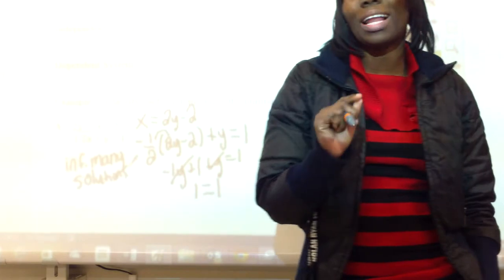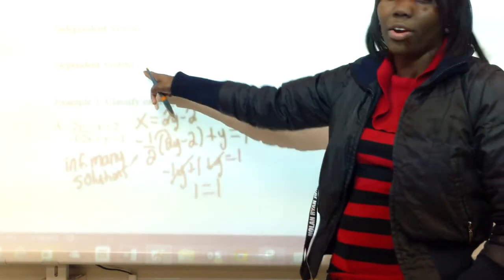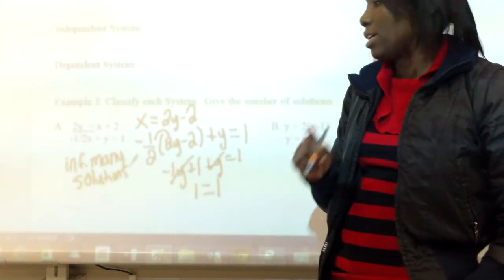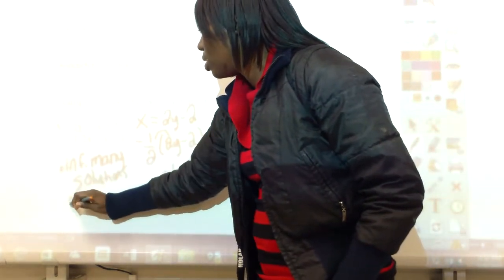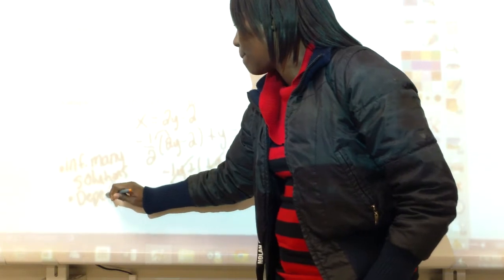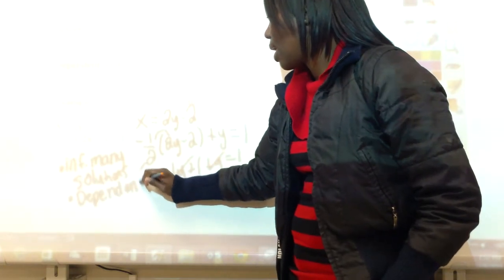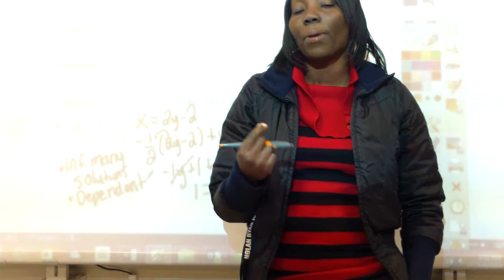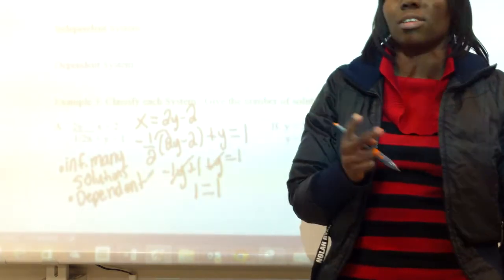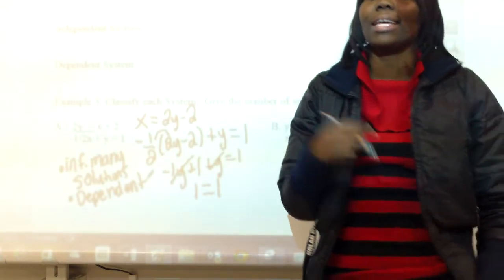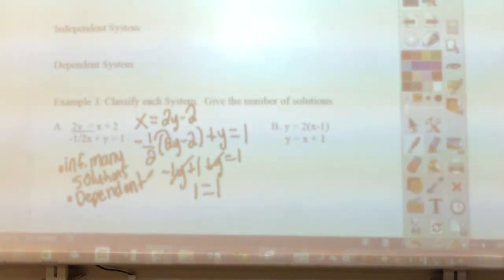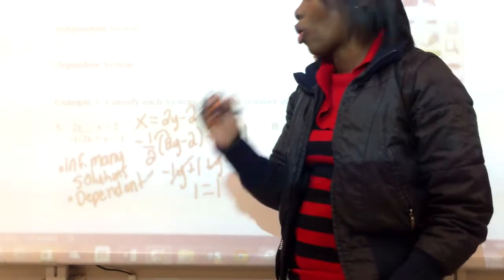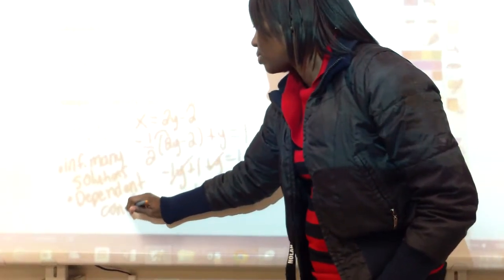Then it tells us to classify the system, and if we look right here at dependent, remember, if it's infinitely many, it is a dependent system. And then if you look back on the other page, remember there were also 2 other systems. Is it inconsistent or is it consistent? And you probably have guessed it right. Yes, it is a consistent system because it has 1 or more solutions.